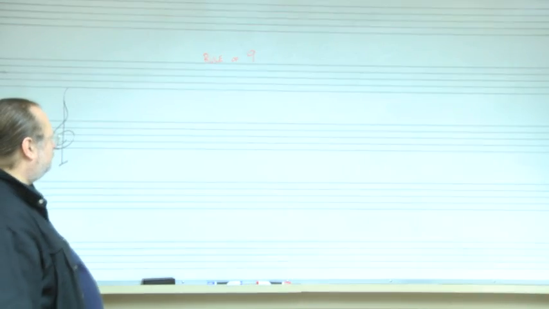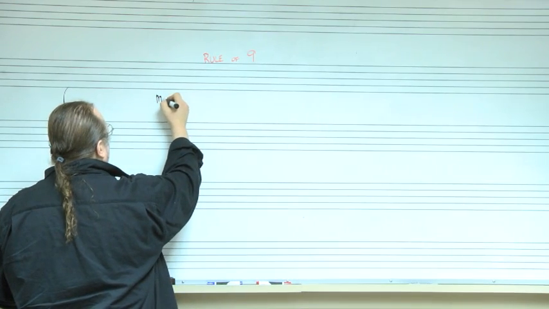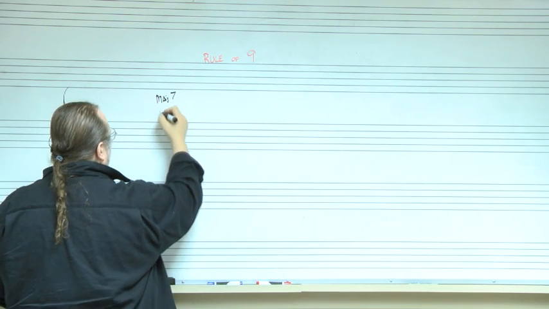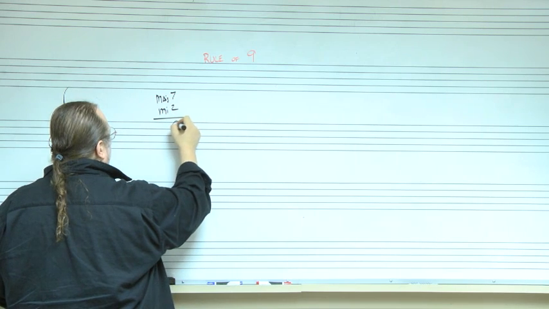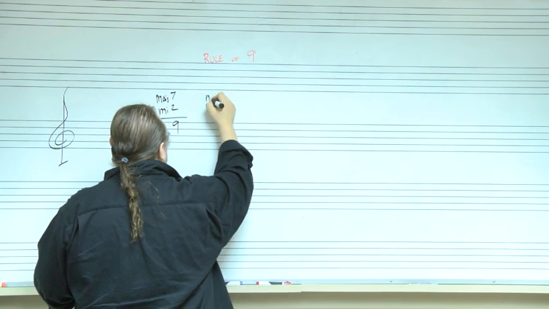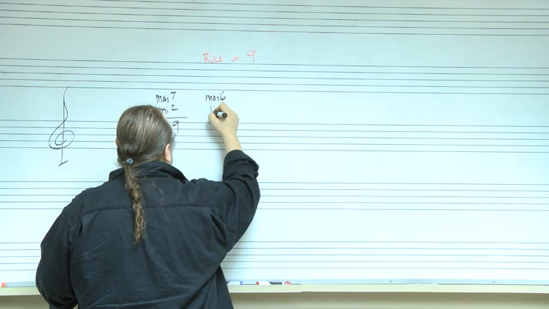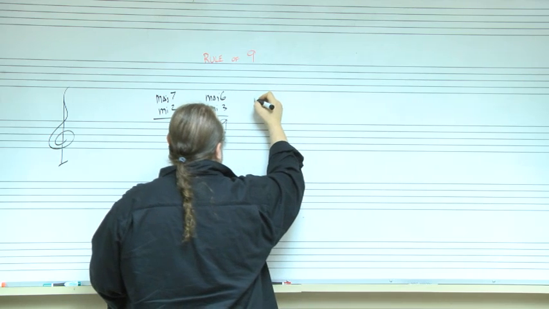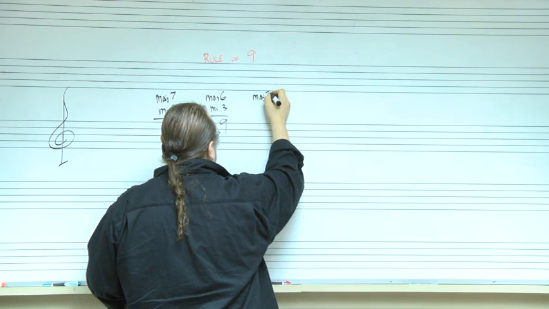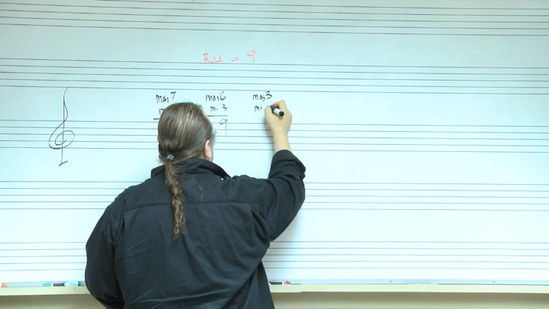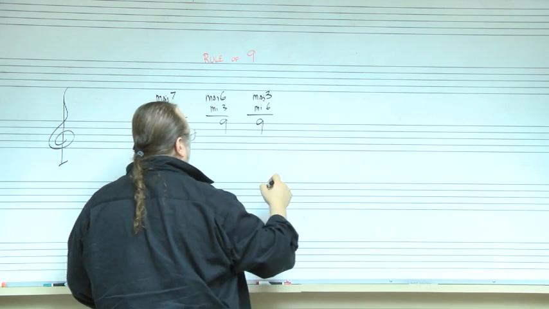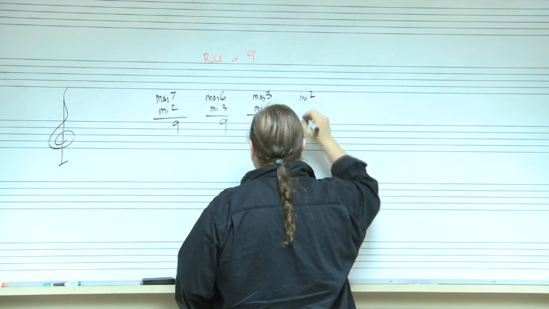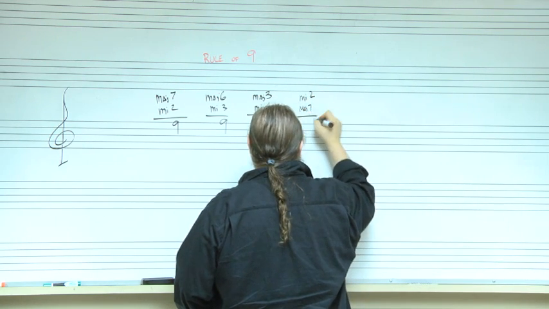So if you have a major seventh, it becomes a minor second if you flip it upside down, and that's 9, okay? A major sixth becomes a minor third, adds up to 9. A major third becomes a minor sixth, adds up to 9. And a minor second flipped becomes a major seventh, adds up to 9.